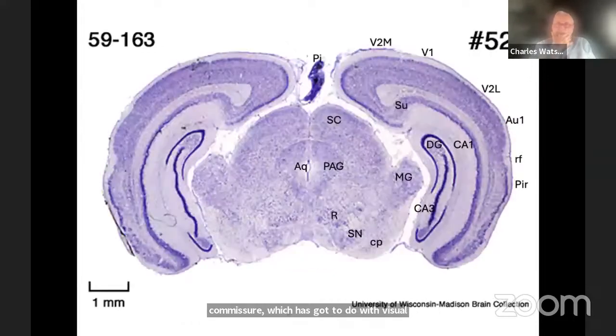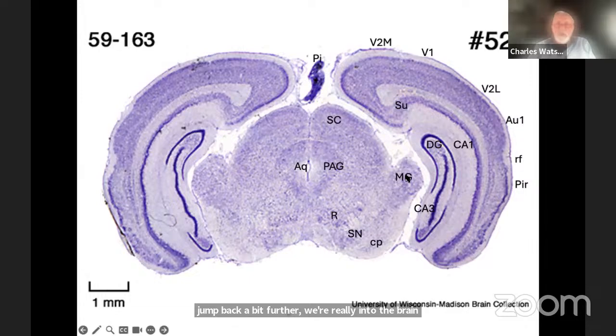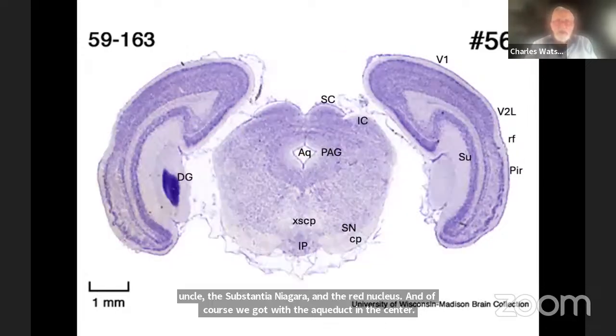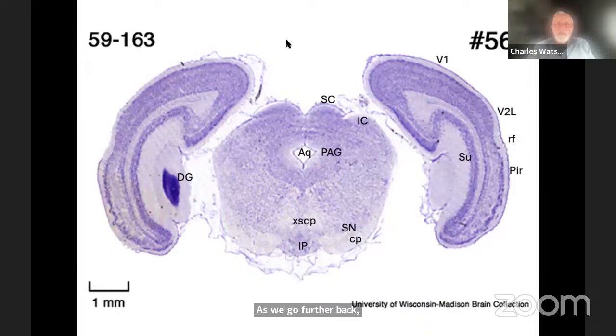When we jump back a bit further, we're really into the brainstem. The reason we know that is that the superior colliculus is just there. There's a bit of thalamus left over. The back end of the medial geniculate is just there, but the other brainstem things that are here are the cerebral peduncle, the substantia nigra, and the red nucleus, and of course we've got the aqueduct in the center. As we go further back, more brainstem things: superior colliculus and inferior colliculus, and then substantia nigra and cerebral peduncle down below, the interpeduncular fossa just there. This is the crossing of the superior cerebellar peduncle, which you may know about.